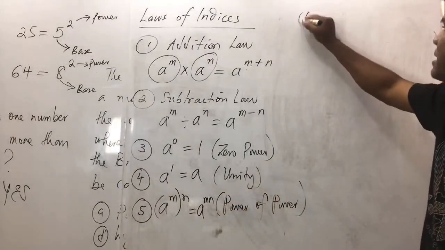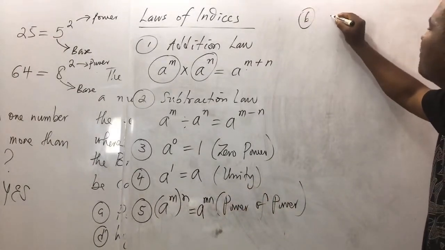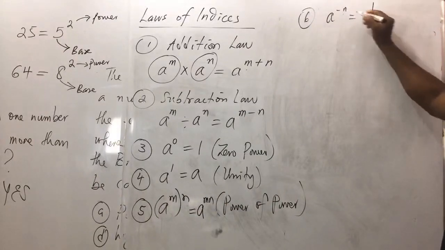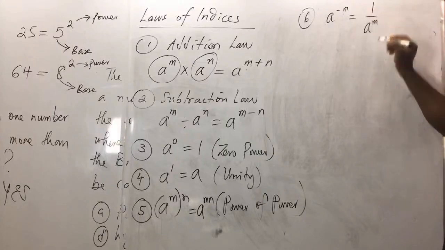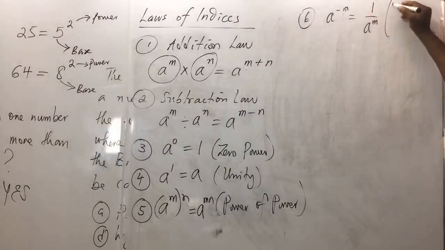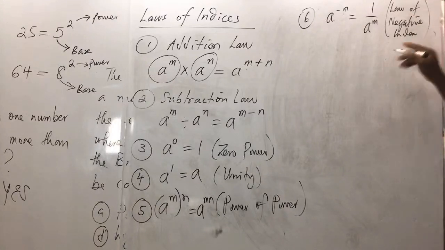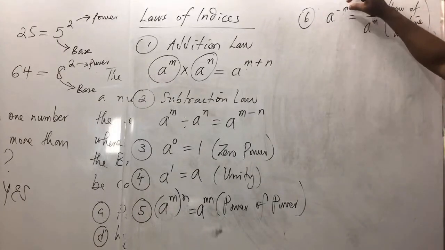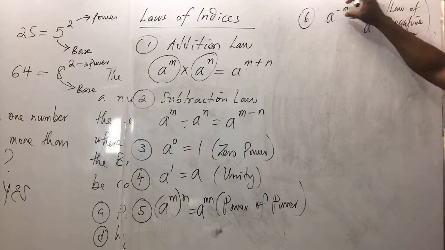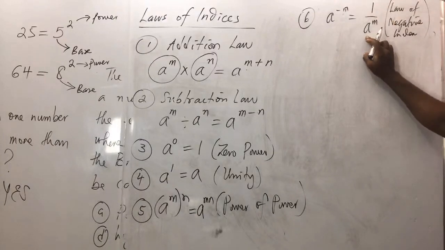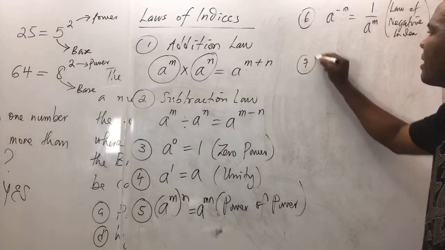Then law number 6 is called the law of negative index. So a raised to the power minus n is 1 over a raised to the power n. This law is called the law of negative index, and that is law number 6. It tells you that when a base is raised to a negative power, the result is the same as 1 all over the base raised to the positive power. Okay? Now let's go to law number 7.